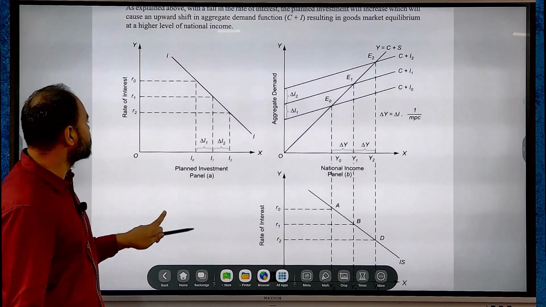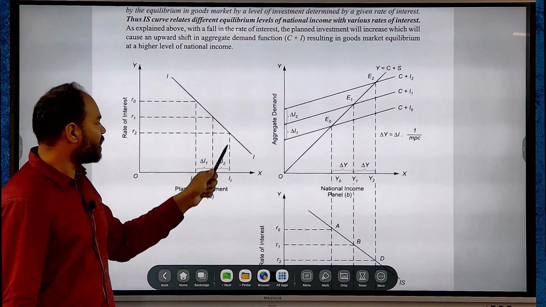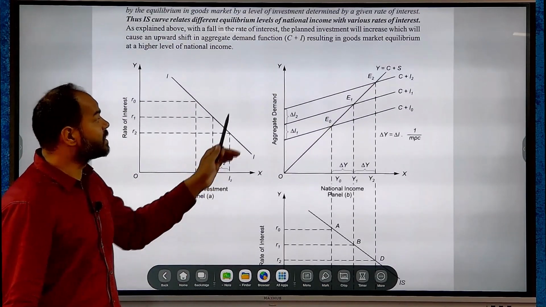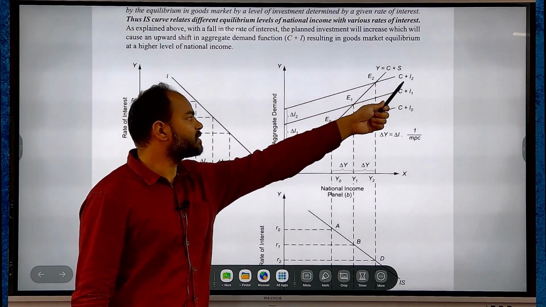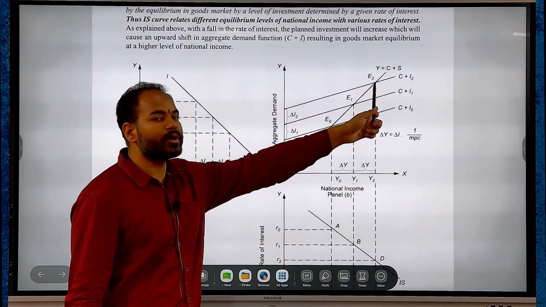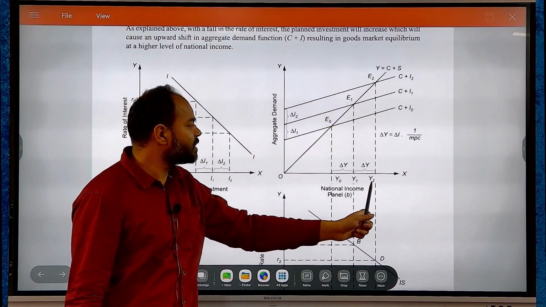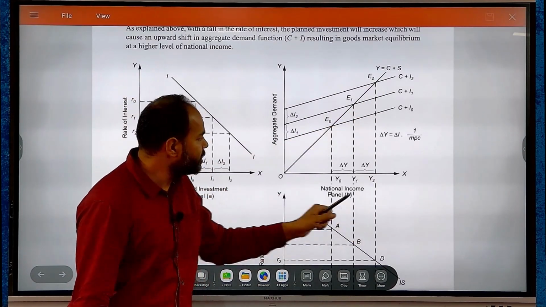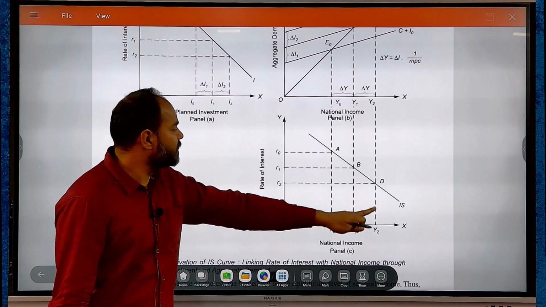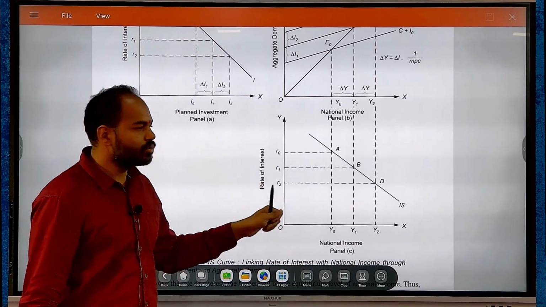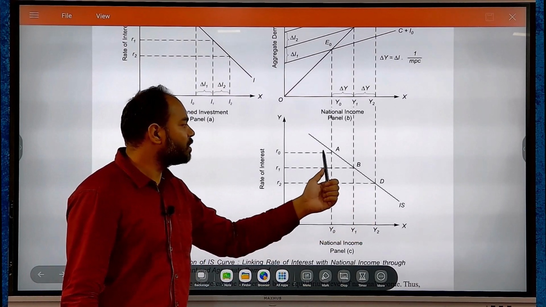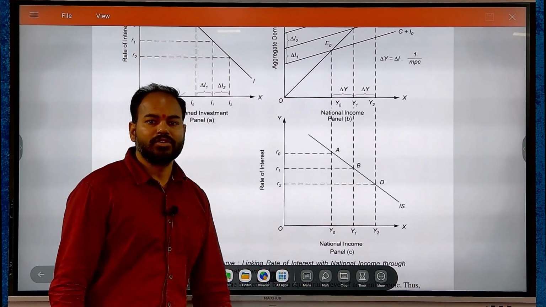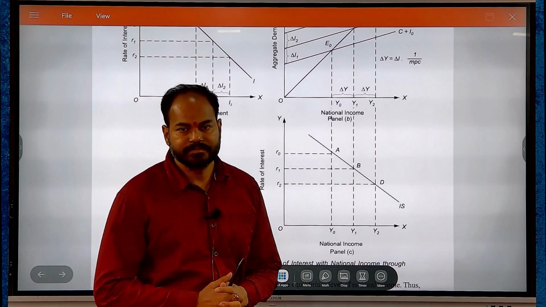Similarly, when the rate of interest falls further, investment again increases, and it leads to an upward shift in the aggregate demand curve. Now C plus I2 leads to the new equilibrium point E2, which generates the new GDP Y2, and this Y2 is now at the rate of interest R2, and we have coordinate D. If you join all these coordinates with a straight line, you will get the IS curve.